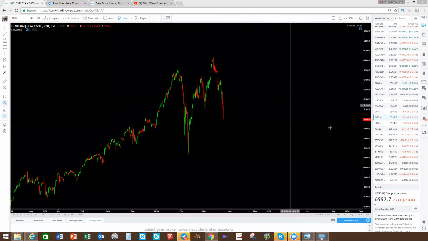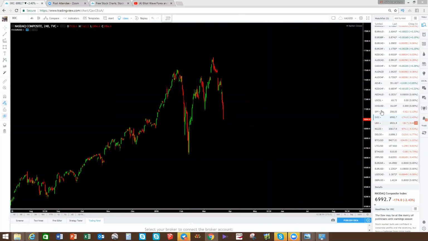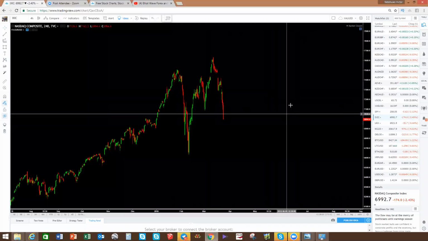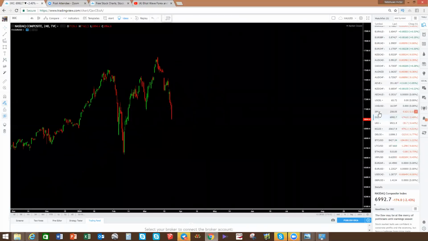So all the indices are doing the same. Facebook was 14% down last week, so it's one of the big drivers in this as well. That is SPY, S&P 500, and NASDAQ.